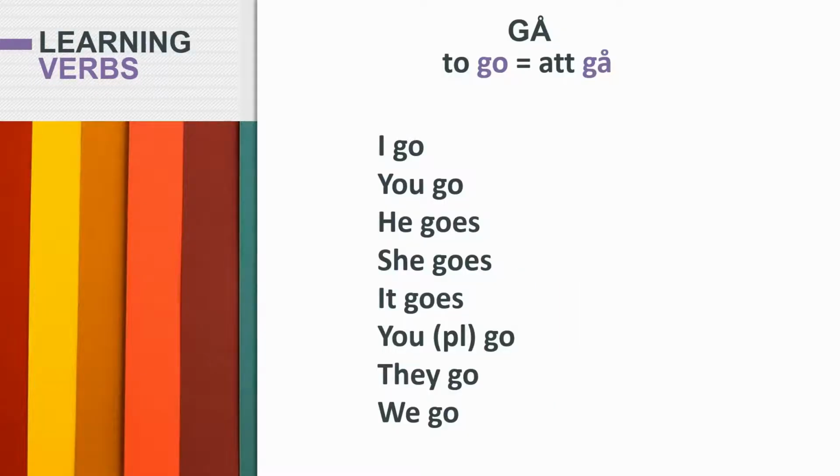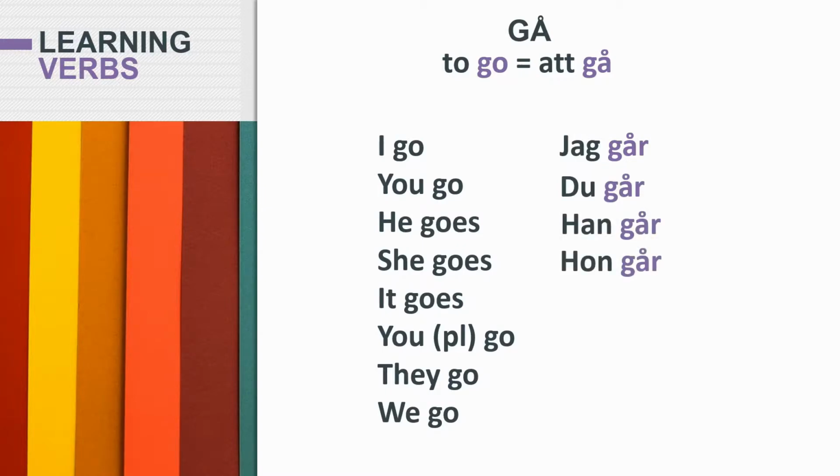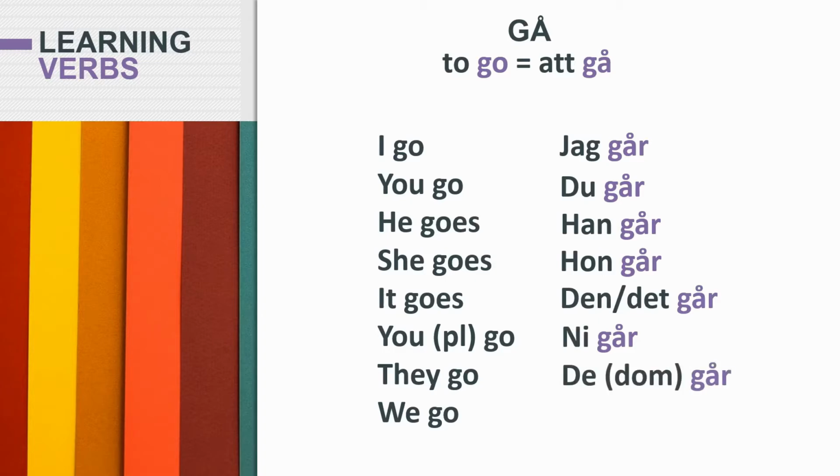So let's learn another verb. This one describes movement, like saying go. To say go, you would say gå. So to say I go, you would add on an R. You would say jag går. So how would you say you go? Du går. He goes. Han går. She goes. Hon går. It goes. Den, det går. You people go. Ni går. What about they go? De går. And finally, we go. Vi går.